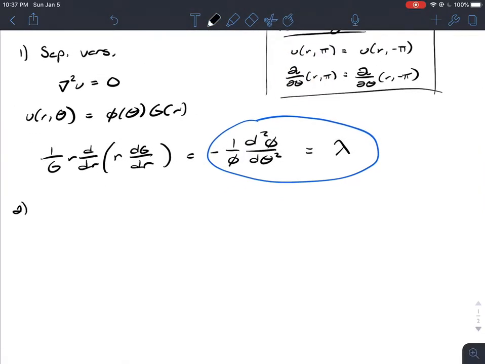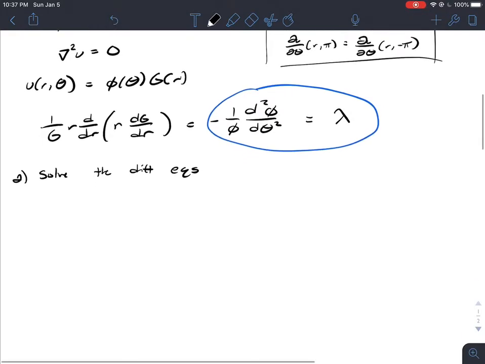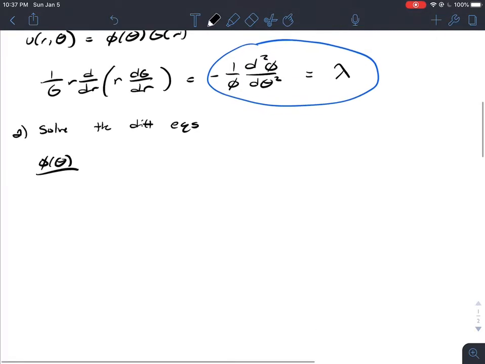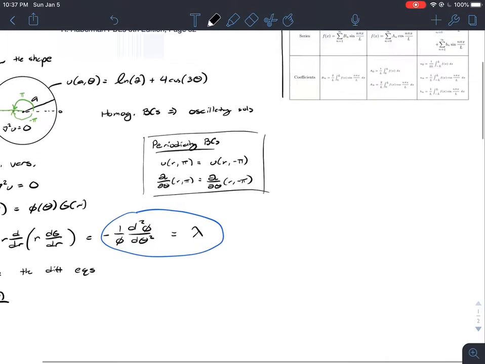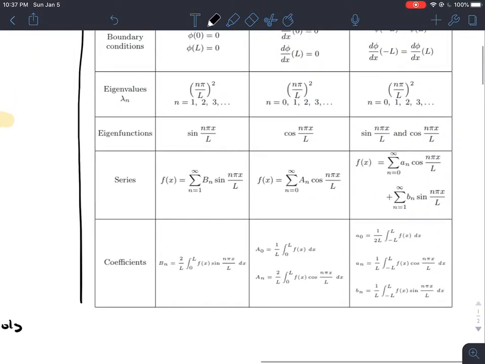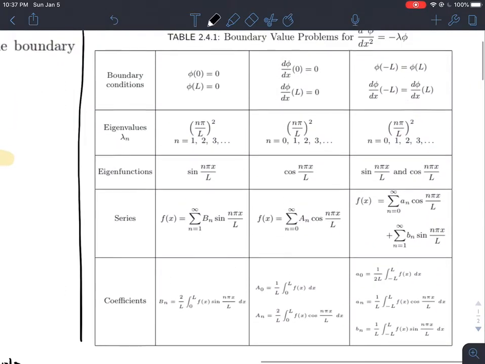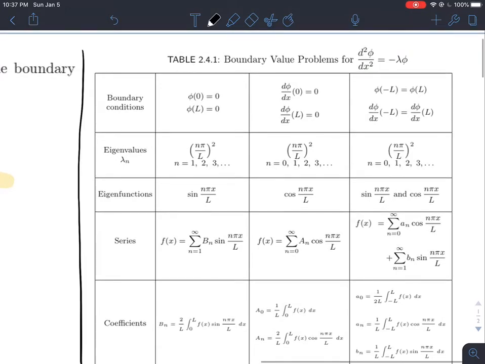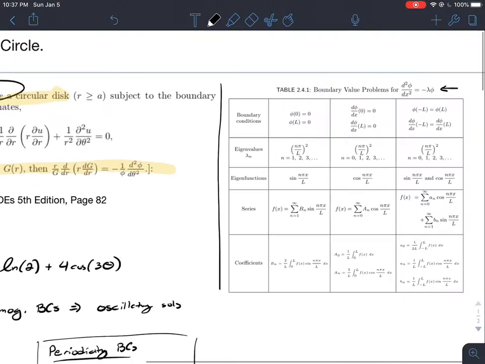Step 2, solve the diffie-q's. So let's solve for phi of theta first. The convenient thing here is that if we look at this table that we're given, and that you'll probably be given on your exams, we're given this differential equation right here. So I'll write it out again.